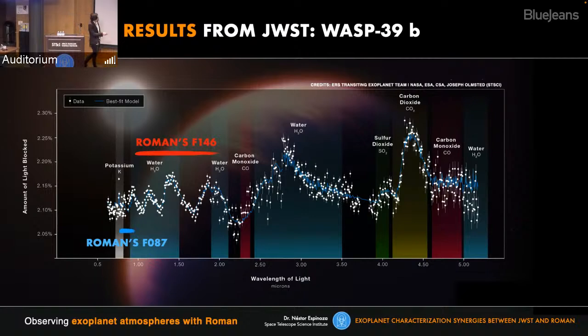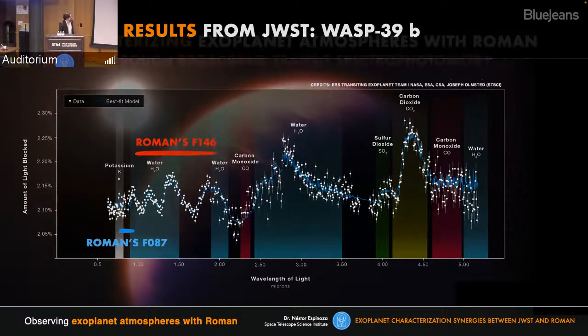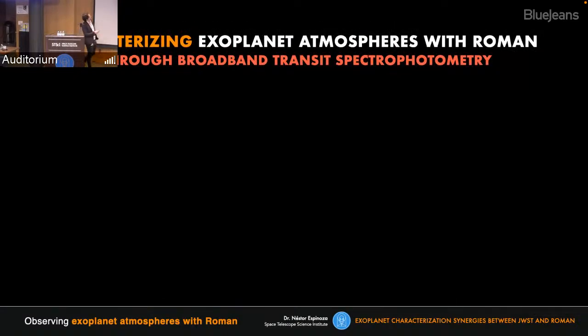In the F087, Roman is going to observe some sort of continuum. So in theory, you should be able to observe this little delta blip in the transit depth if you observe one wavelength against the other. Let me show you an example. What I'm trying to convince you of here is that Roman is going to do this neat thing: it's going to be able to do transit spectrophotometry for tens of thousands of exoplanets, which is super exciting. That's a data set that we didn't have in the past.